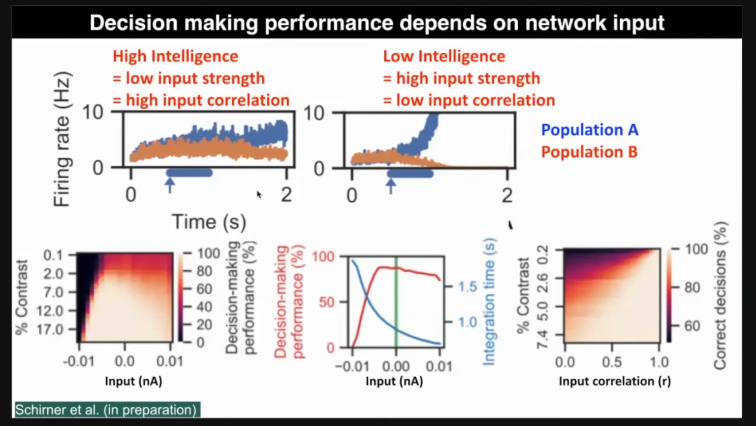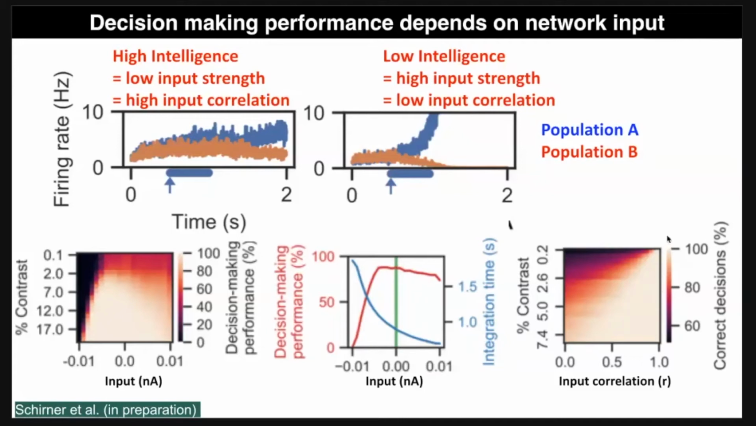And if you look now at the bottom panels and the middle, you see in the middle panel, on the x-axis, the input currents, and in blue, you see the evidence accumulation time. So we see that the lower the input currents in the background network, the higher is the integration time, the more time the system has for evidence accumulation.